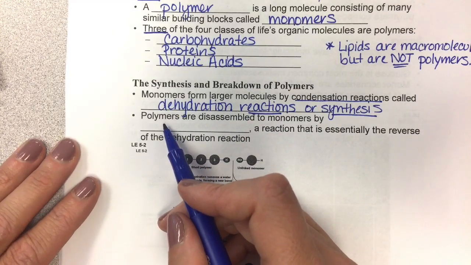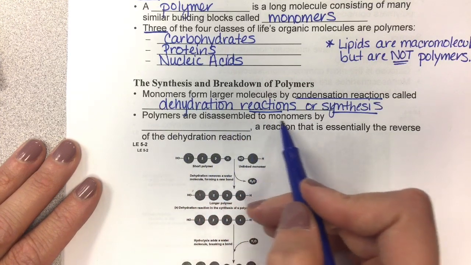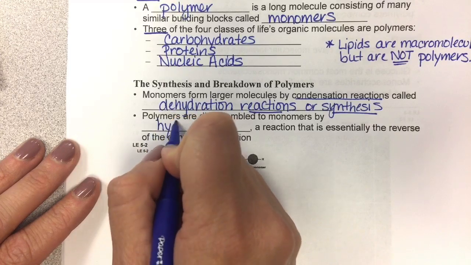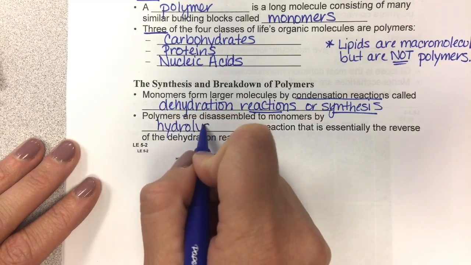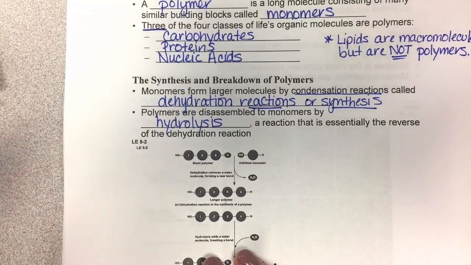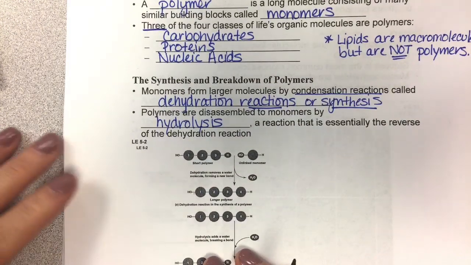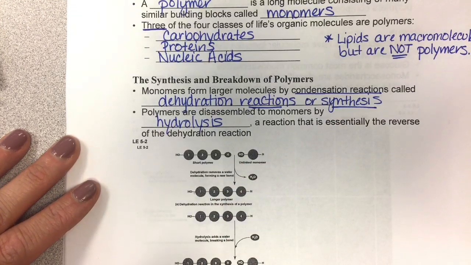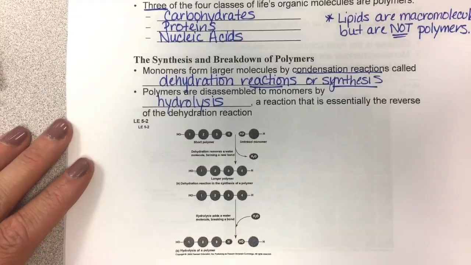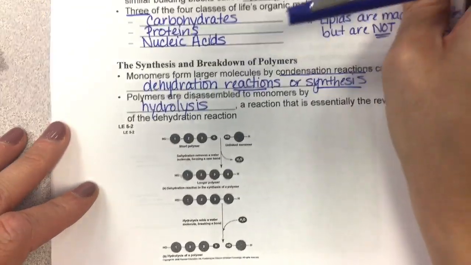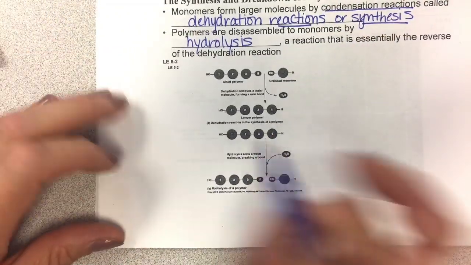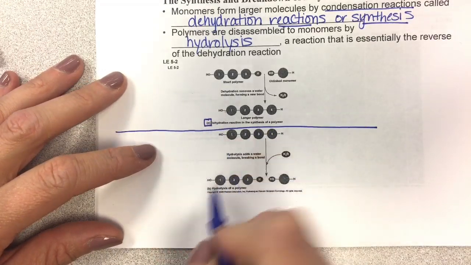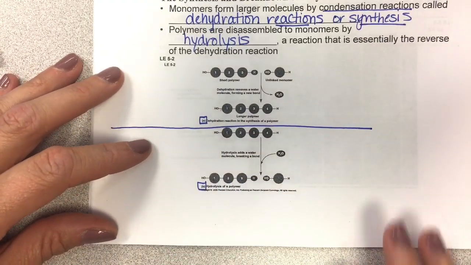And then the opposite, polymers are disassembled back down to their monomers by the opposite reaction, and this is called hydrolysis. A reaction that is essentially the reverse of dehydration. So in this one we lose a water, in this one we add a water. So let's look at this picture down here. I'm going to divide this up. There are two different things going on here, part A and part B.